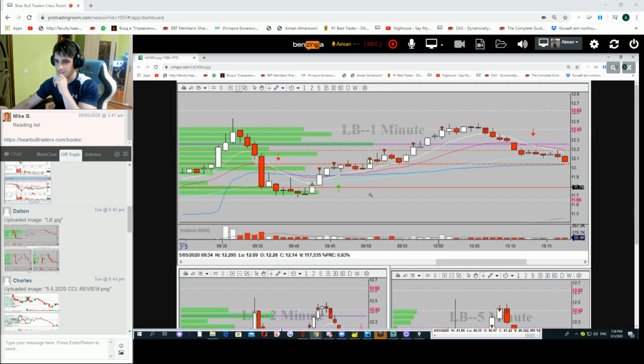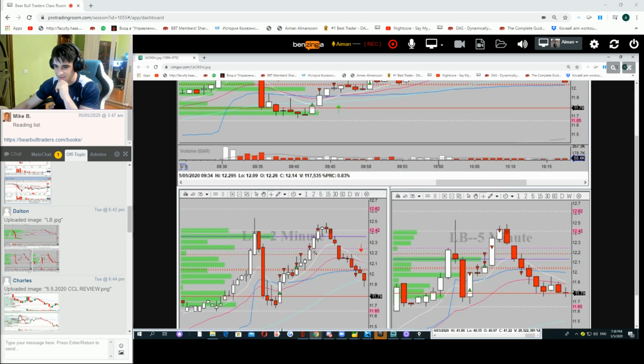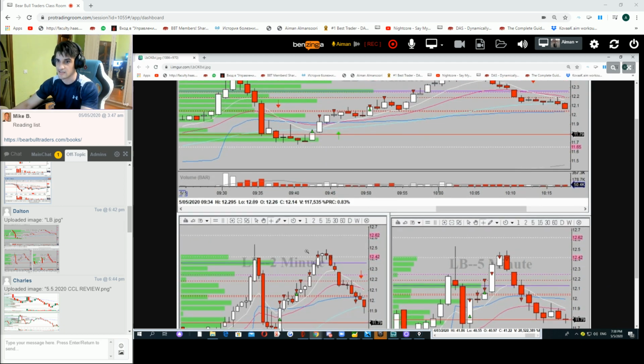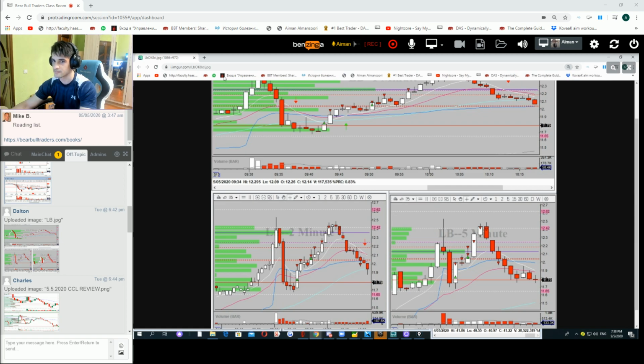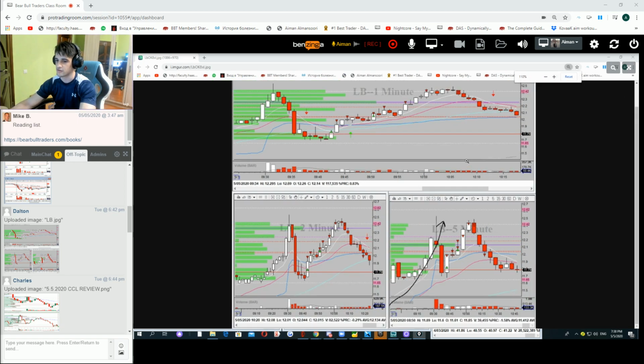Dalton traded LB, and I like this. This is not bad actually. So let's zoom this out. The stock was strong, right? You see in the pre-market, it was uptrending. And right after the market opened, you see the market opened. Let me get this smaller, it will be better. Yeah, the market opened and it continued going higher.